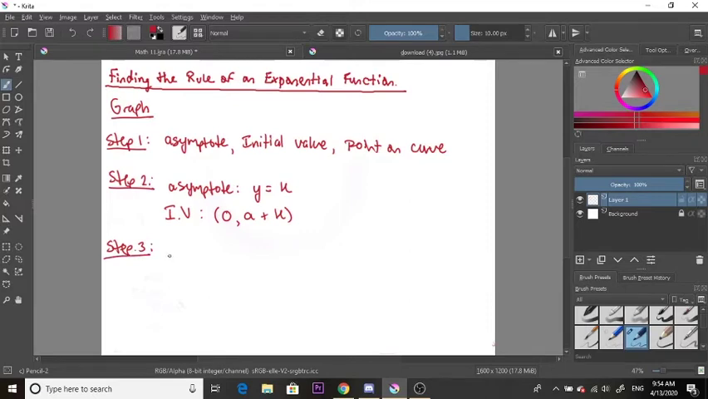Step 3 is you want to substitute your a, your k, and your x and y from the point into your f of x is equal to a c to the x plus k.